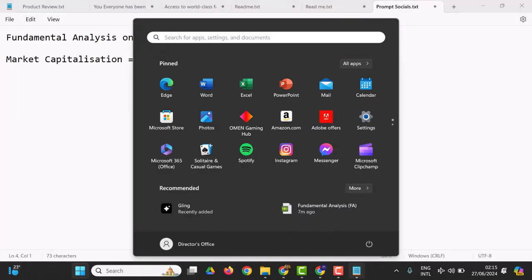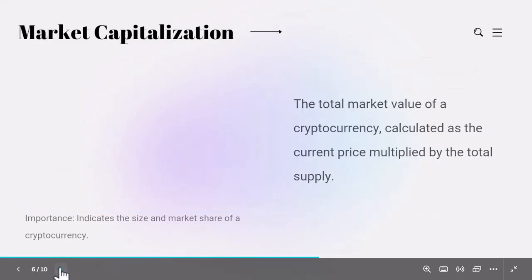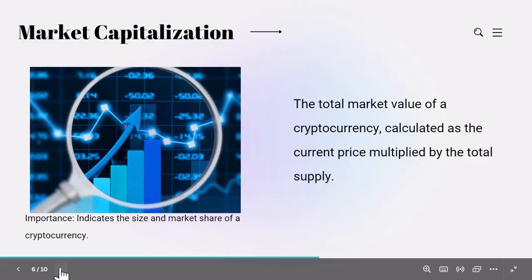The next metric we're going to check is the supply metrics. As you can remember vividly, we talked about the market capitalization, which gives us what we just did right now. We calculated it by the current price multiplied by the supply, and its importance is to indicate the size and market share of a cryptocurrency. Now, what are you going to say about the size and market share of this cryptocurrency? The market size is big, and the market share is big as well. It's in billions, so we're going to leave that at that. We've done the market capitalization.